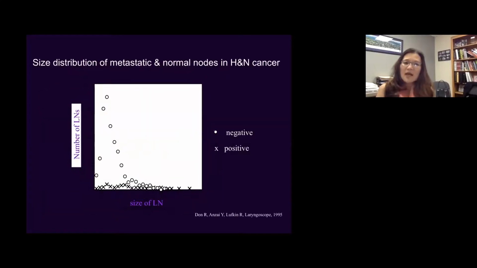When you're looking at the size distribution of metastatic and normal lymph nodes in head and neck cancer, the metastatic lymph node has a very diffuse distribution. This is the size of the lymph node. And the benign node, the normal node, has a high peak, about 6-7 millimeter. So the size criteria does not work so well in head and neck because many of the nodal metastases could be similar size as benign lymph nodes.